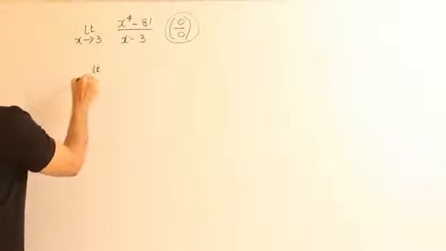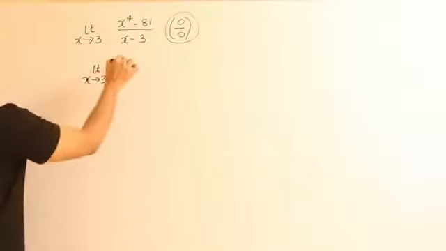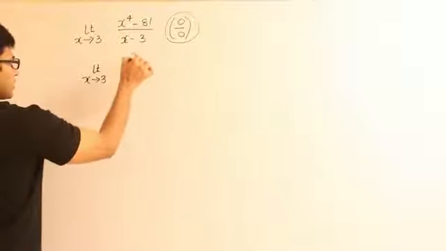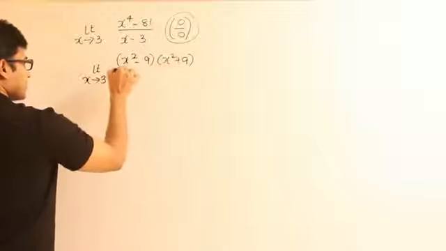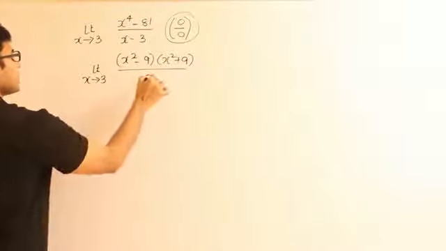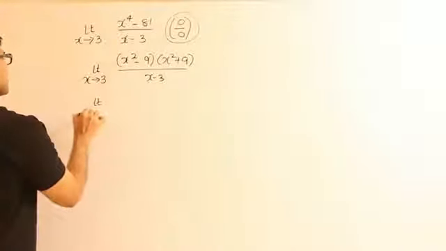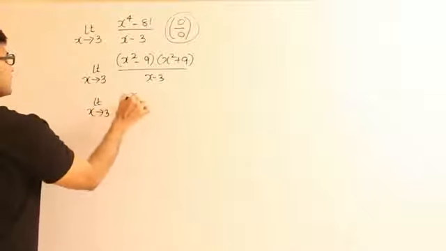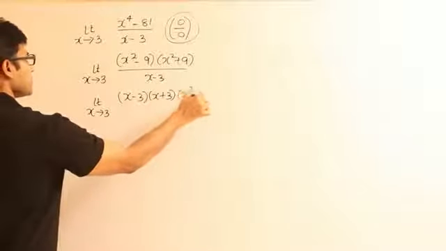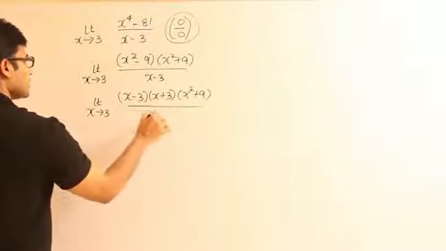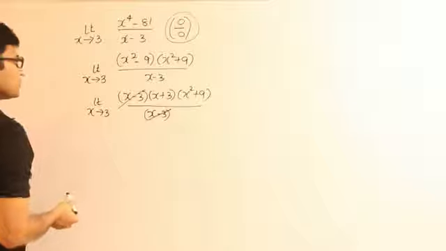I think you know that formula, a square minus b square is a minus b into a plus b. I am just using that formula and writing it. So it is x square minus 9 into x square plus 9 divided by x minus 3, and we know that x square minus 9 can be written as x minus 3 into x plus 3 into x square plus 9 divided by x minus 3. Now we can cancel out these two, right? Now we can substitute in place of x 3.